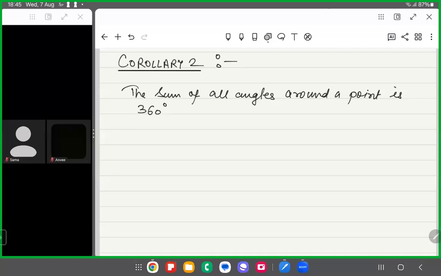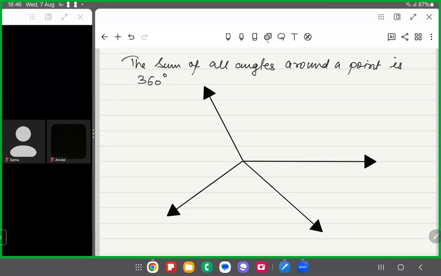Suppose we have a point and we have so many angles around that point. This is a ray. Another ray from the same point. Another ray from the same point, one more ray, right? So you can see that from this common vertex O, there are 4 angles which are formed around the point. Then what will be the sum of these angles? That is 360 degrees, right?